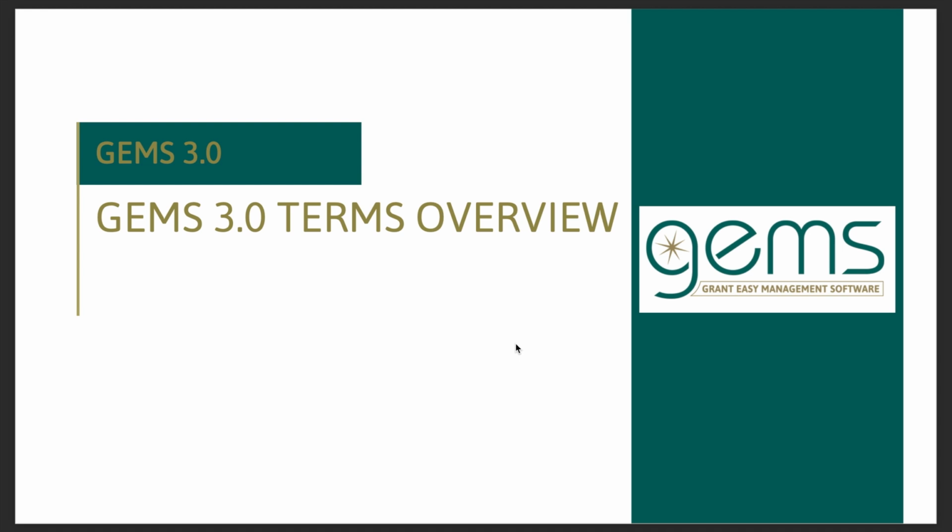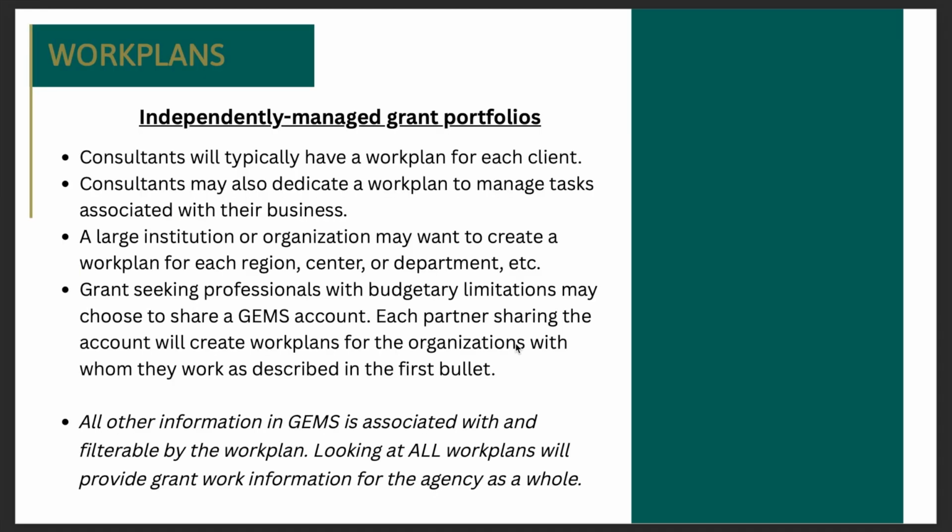In this tutorial, we'll be walking through a terms overview, covering the 6 foundational components of GEMS. We have work plans, projects, funders, tasks, the library, and insights. By the end, you'll have a clear understanding of how these pieces fit together and how to start using GEMS to organize your workflow, save time, and increase your funding success. So let's get started, beginning with work plans.